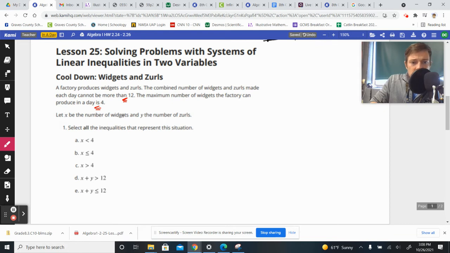So if x is widgets and y is zerls, then we don't want any of them that don't have or equal to. So we can knock those out, which limits us to just B and E, which are correct. So the widgets, which are x less than or equal to 4 at max, and then adding the widgets plus the zerls being less than or equal to 12.